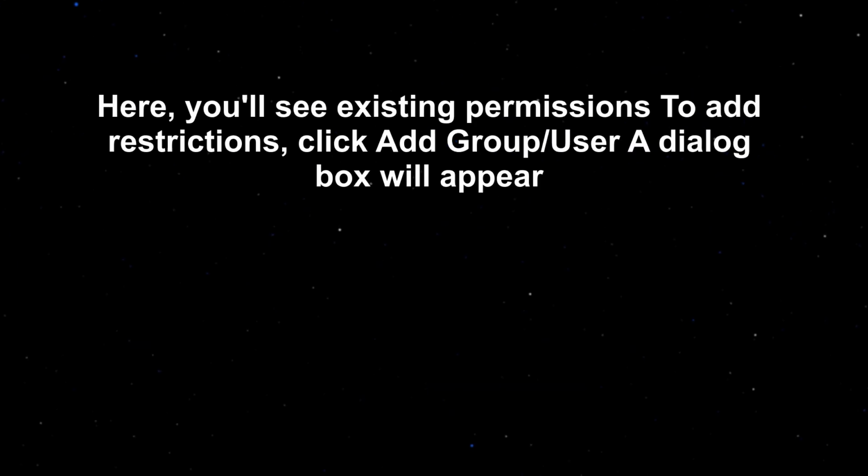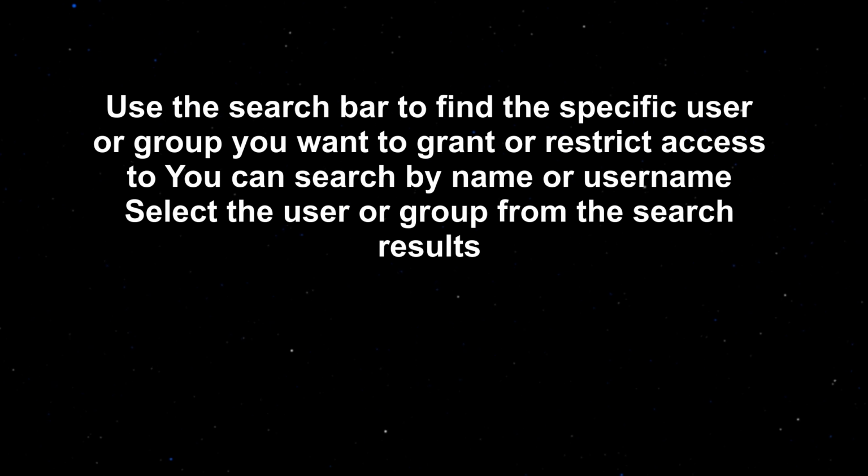Here, you'll see existing permissions to add restrictions. Click Add Group User. A dialog box will appear. Use the search bar to find the specific user or group you want to grant or restrict access to. You can search by name or username. Select the user or group from the search results.